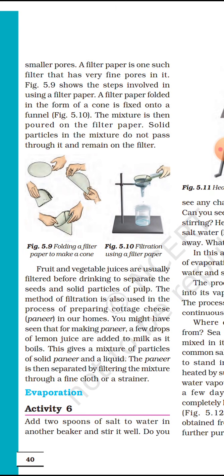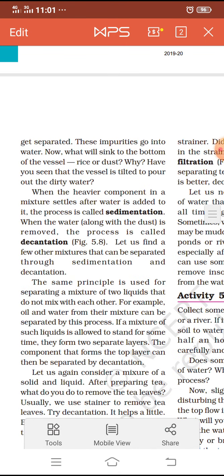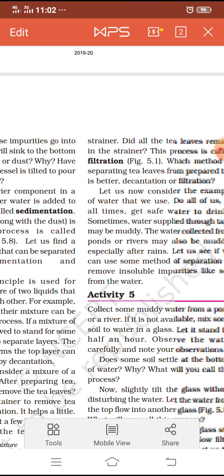Okay, what are the methods we saw in this class? Sedimentation, decantation, and filtration. Sedimentation means adding water to the mixture with heavier particles. After adding the water, removing the dust particles along with the water is called decantation. Filtration means using a strainer to remove the unwanted dust, and it is called filtration.